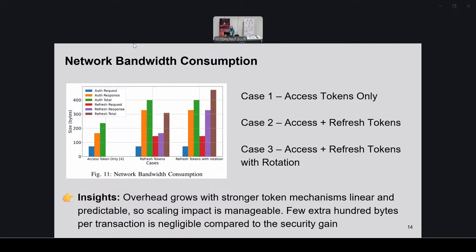In this first situation, with only JSON Web Tokens, you don't have the two additional phases, the refresh phase, so the request and response for the refresh phase. And that gives you less bandwidth. For the other two cases, where you have refresh token and rotation, you have a little bit more bandwidth, of course. But what can be seen is that it's just a matter of bytes, as you can see on the axis. It's a very limited amount of additional bytes that results from it. So we could say that the impact is negligible, and also it's perfectly predictable. You know what to expect.